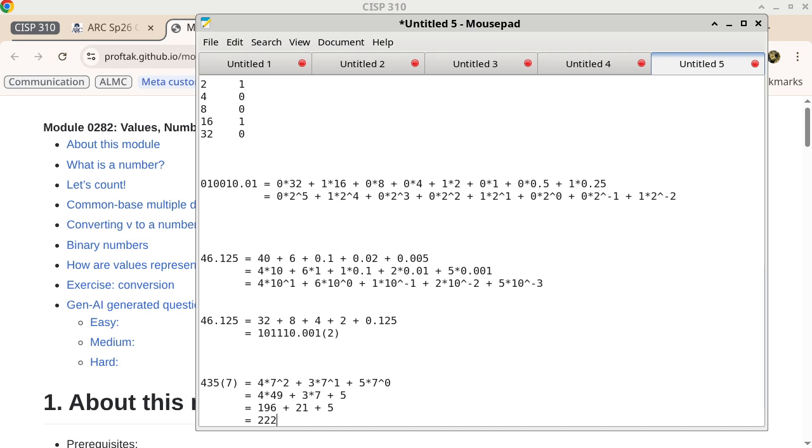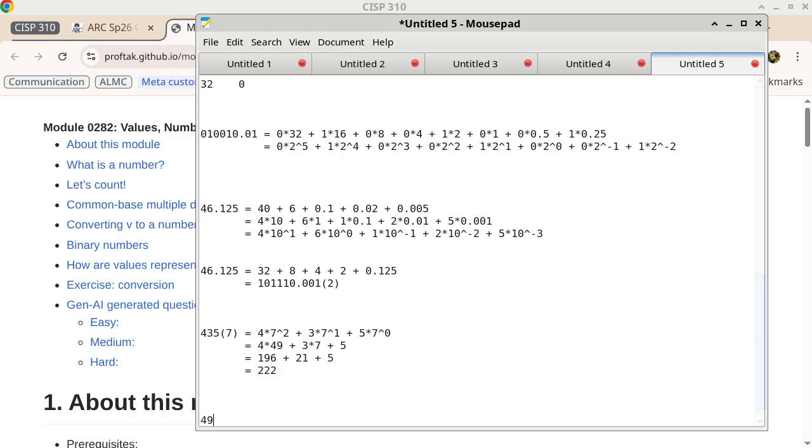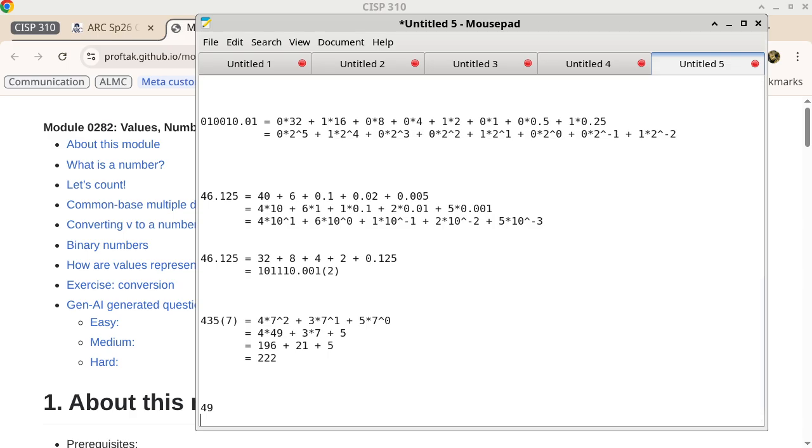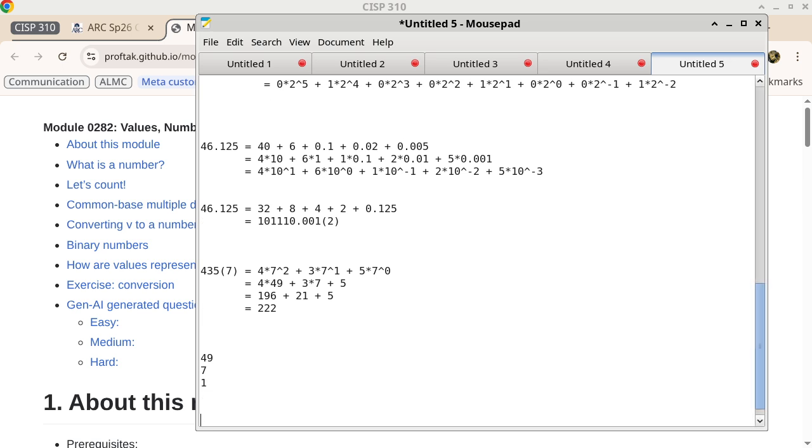Okay, how can I double check that 222 is indeed represented by 435 as a base 7 number? You just reverse the process, okay? That's all you need to do. So you reverse the process, which means now we have a little lookup table. 49 is 7 to the power of 2. 7 is 7 to the power of 1, and then 1 is 7 to the power of 0. So now you look at 222 and you divide it by 49. And the answer is, oh, I can see that I'm wrong already. No, no, we're good, we're good. Okay, so I'm good here.